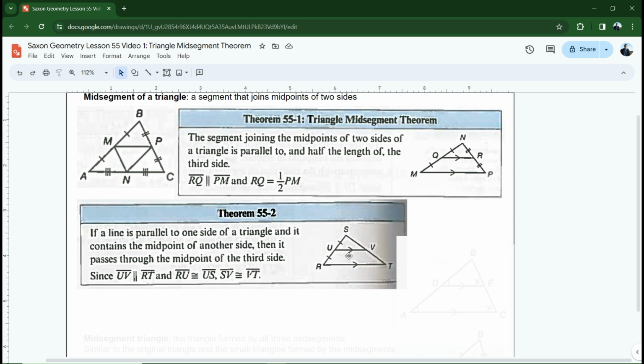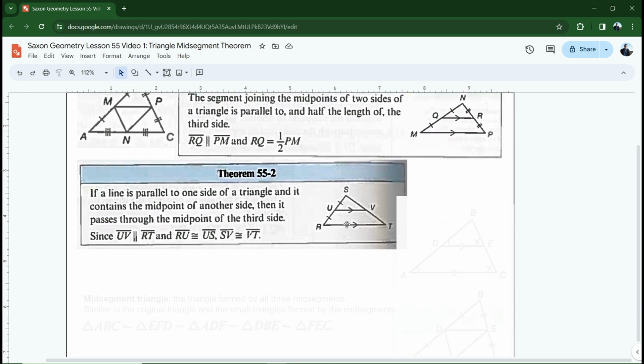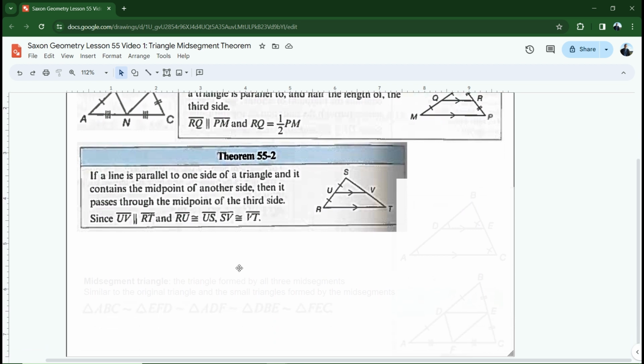So if I have these markings that show that this segment is parallel to this segment, and the markings that show that these two segments are congruent, meaning this is the midpoint, V also has to be the midpoint of ST. You can probably picture how that's going to show itself in some practice problems later on.